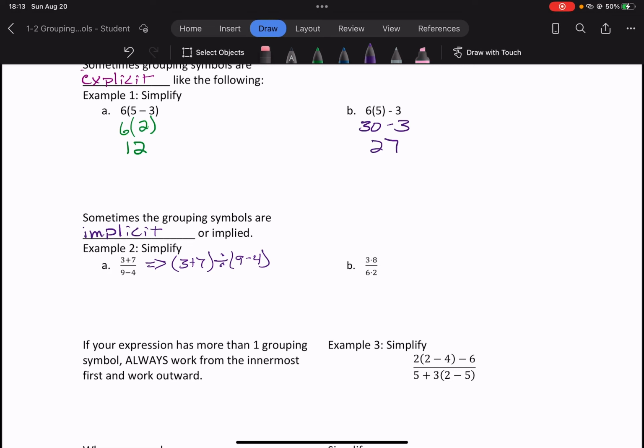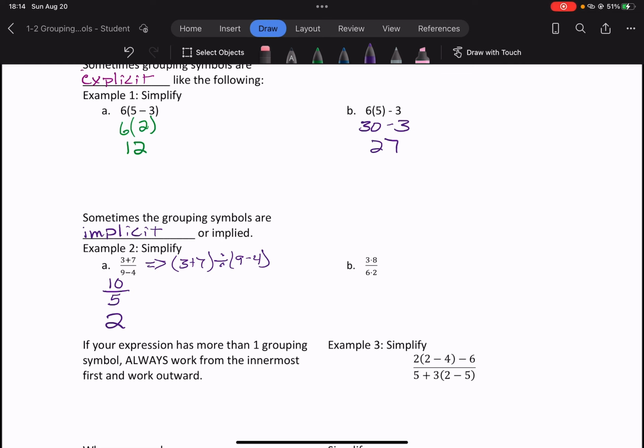Let's go ahead and work this out. We go to 3 plus 7. We know that's 10. I'll keep my fraction bar. Do 9 minus 4, which is 5. 10 divided by 5, we can use a calculator or however, but that leaves me with 2. Pause for a second and go ahead and work part B.